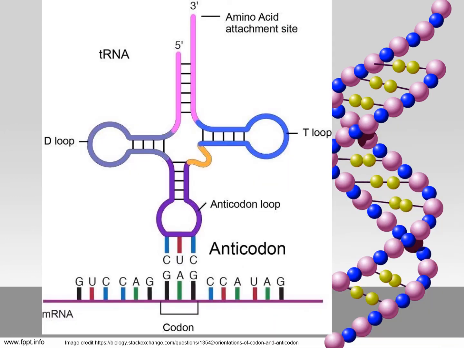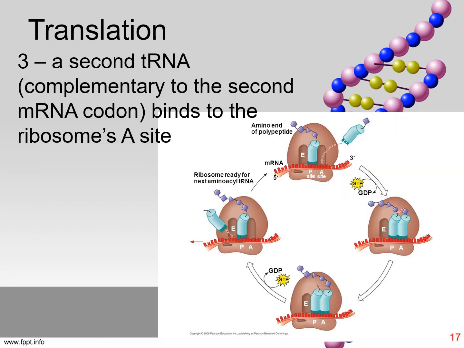Amino acids look like this. They're going to do that complementary base pairing, codon to anticodon, there on the ribosome. First guy in the P site, now a second transfer RNA, complementary to the second messenger RNA codon, is going to bind to the A site. So we have a P site and an A site, transfer RNAs in each of those places.